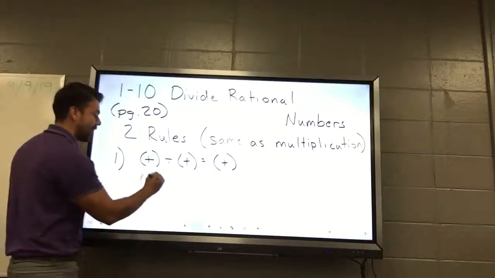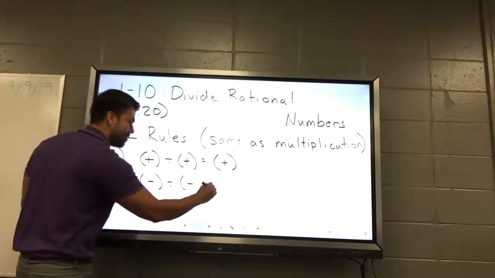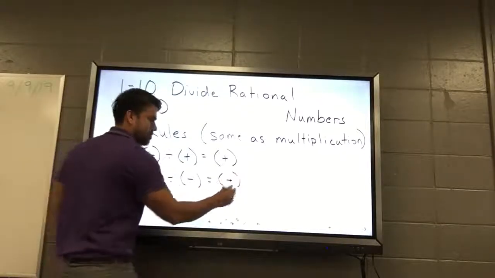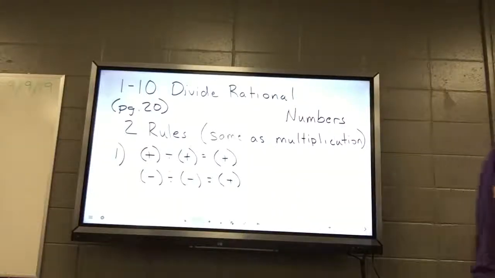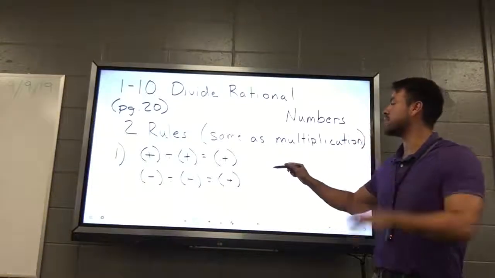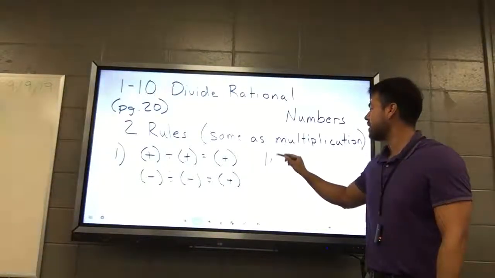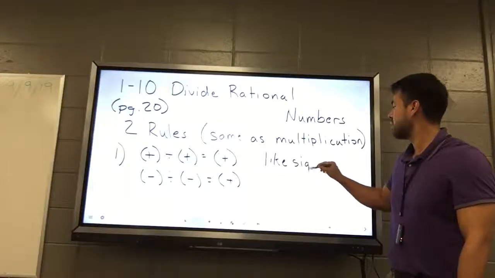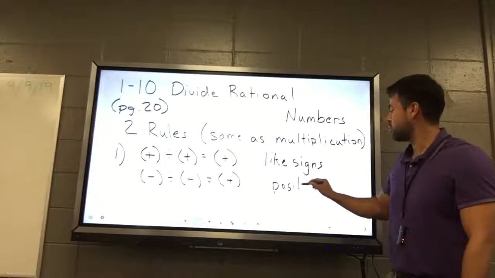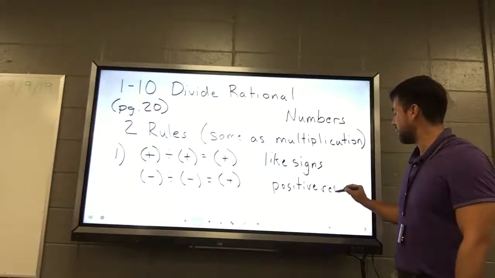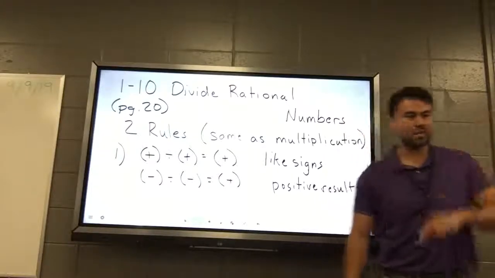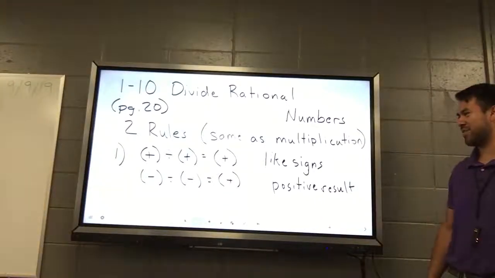What about a negative divided by a negative? That's going to get me a positive. So here's how we can summarize it. Like signs, positive result. Just to make it clear, like signs give me a positive result. So if you have two positives divided, positive answer. Two negatives divided, positive answer.